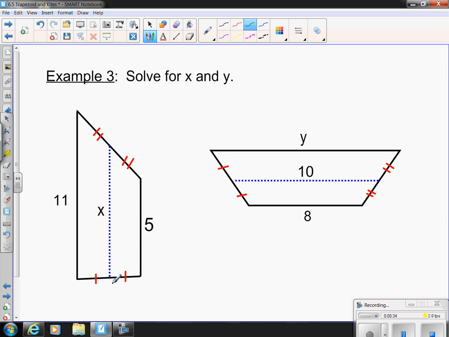Find x. So once again, this is a midpoint. It's been divided in half. And this is a midpoint, so this is my mid-segment. And x is going to be the average of these two segments. So I can add them up and divide by 2. So 11 plus 5 and divide by 2, I get 16 over 2, or 8.